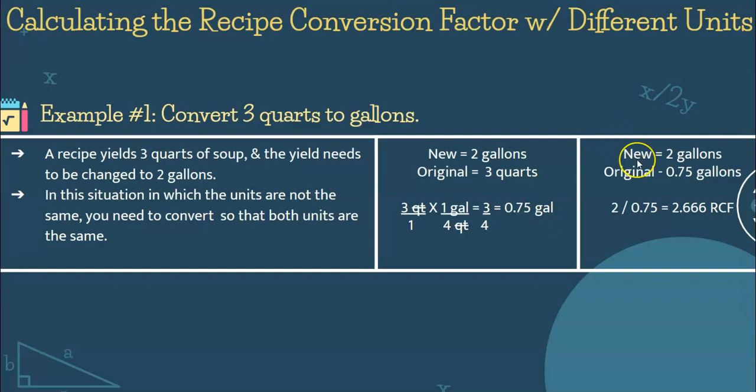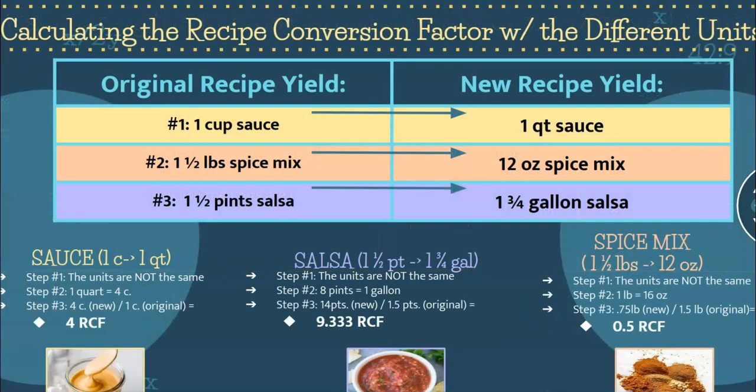So to calculate conversion factor, you're going to take your new yield, which is 2 gallons, divided by old yield, which the 3 quarts converted to gallons is 0.75, and you are going to get 2.666 as your recipe conversion factor. All right, so you just need the units to match, but you need to know your conversions. All right, so here's a couple different examples with different units.